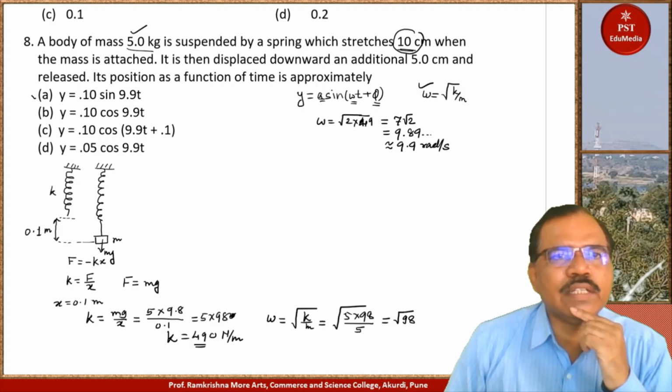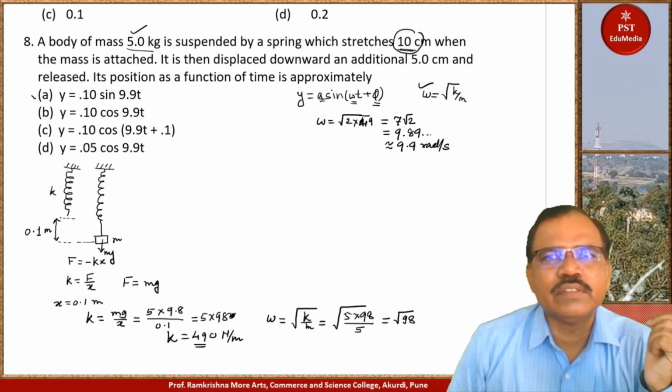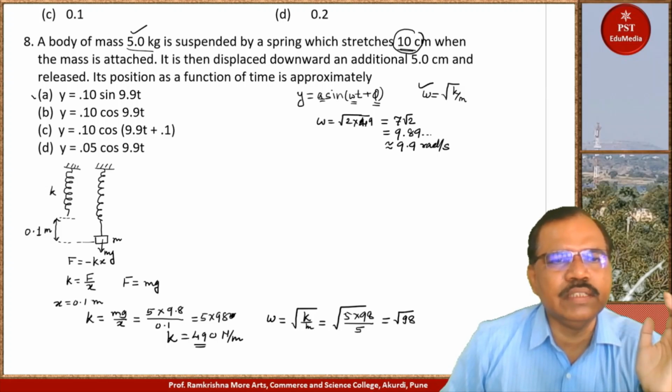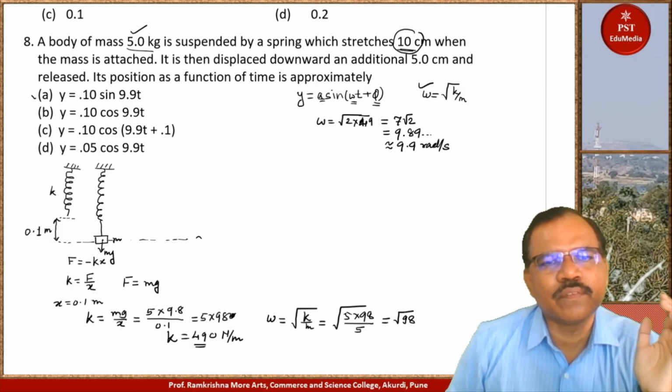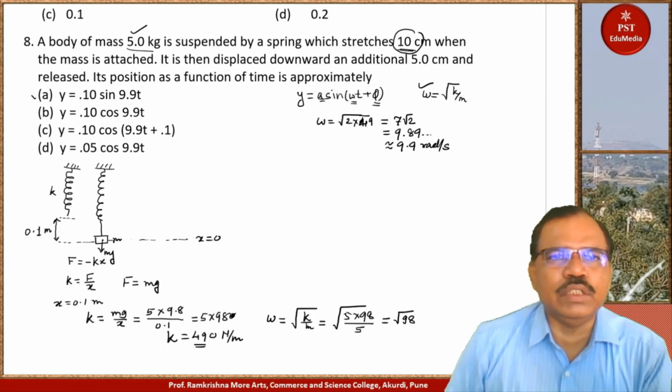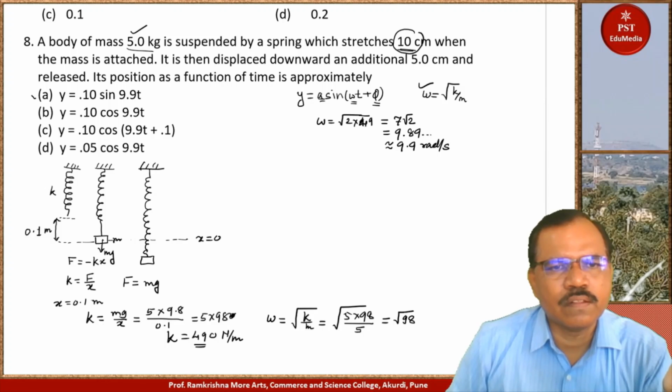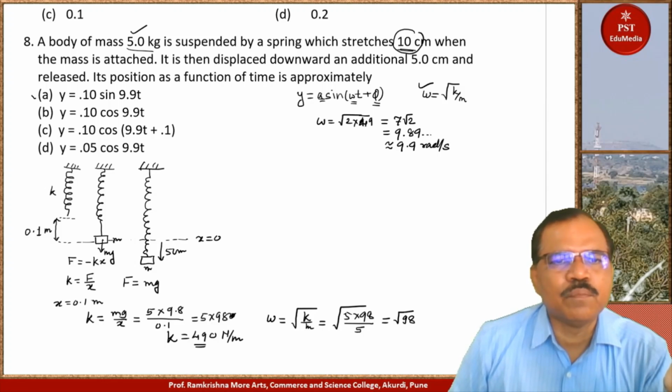Now next what is given? When 5 kg mass is attached, spring stretches by 10 centimeter. So it comes here. Now this is your equilibrium position, so I can take this as x is equal to 0. It is then displaced downward an additional 5 centimeter. So from its equilibrium position, the spring is again stretched by 5 centimeter and released. 5 centimeter means 0.05 meter and then released.